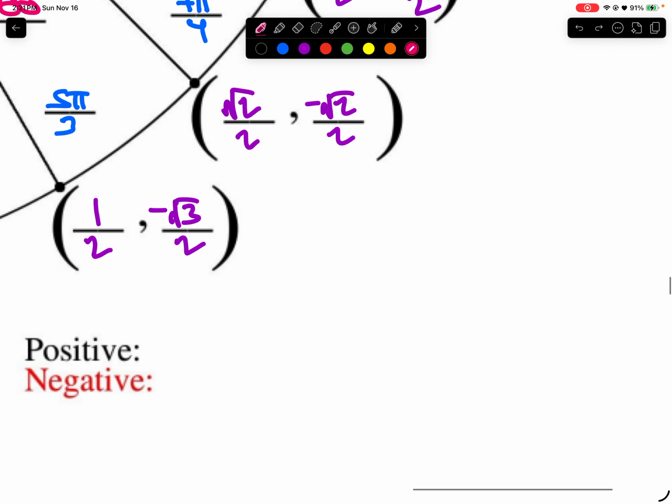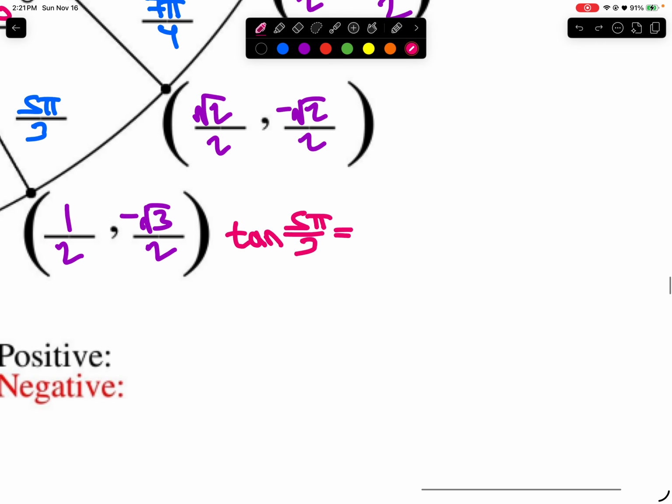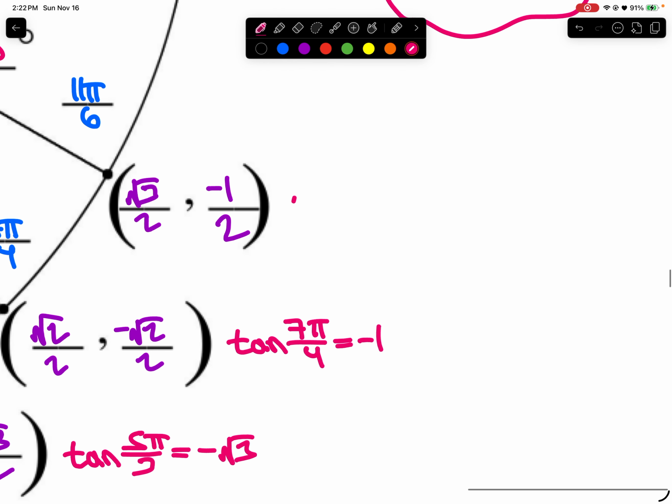Okay, and then moving on, quadrant 4, so tangent of 5 pi over 3. Now we have a negative value over a positive value, so that's going to be a negative value. So this is going to be negative root 3. And then tangent of 7 pi over 4 is going to be negative 1. And then tangent of 11 pi over 6, that's going to be negative root 3 over 3.